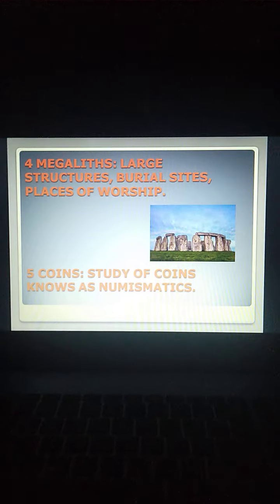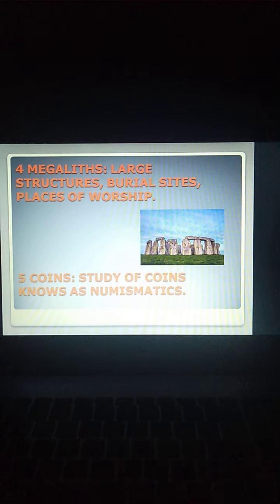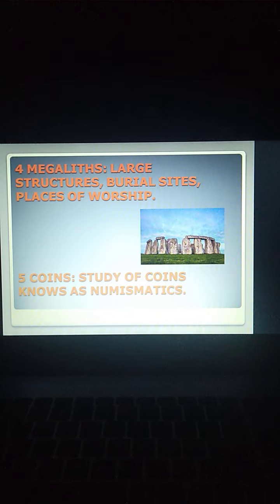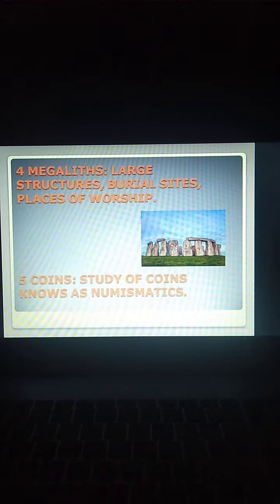Next we have megaliths. These were large structures made up of stones, usually burial sites where they buried their dead bodies, and places of worship where they worshipped their gods.